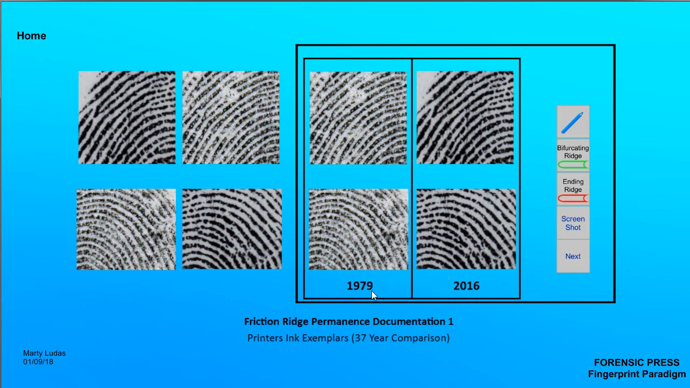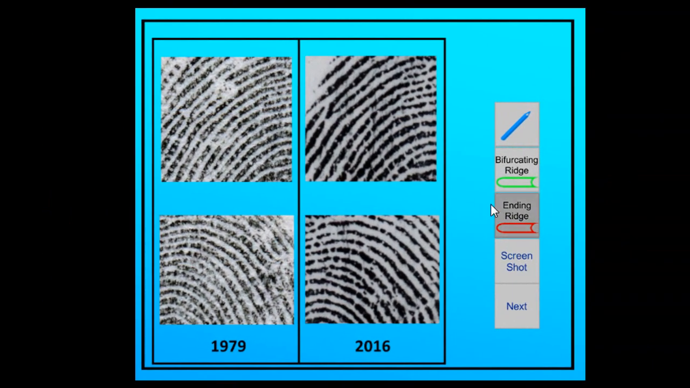We have 2 enlarged prints from 1979 and 2016. 2 areas in the same region of the finger. And I'll mark ending ridges with the red call out. So we're proving the persistence of friction ridge skin by indicating how the ridge structure did not change over time.